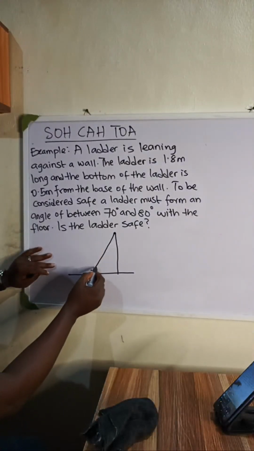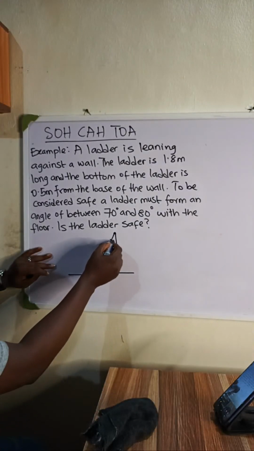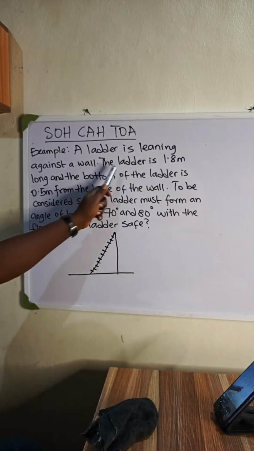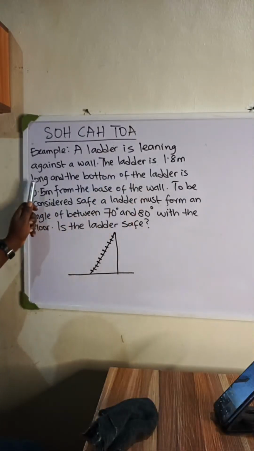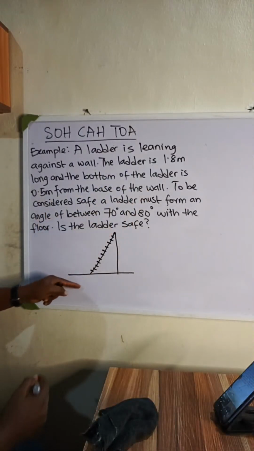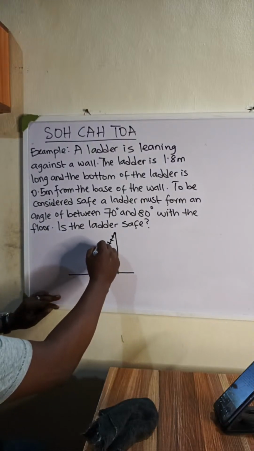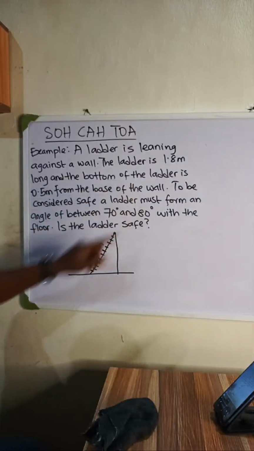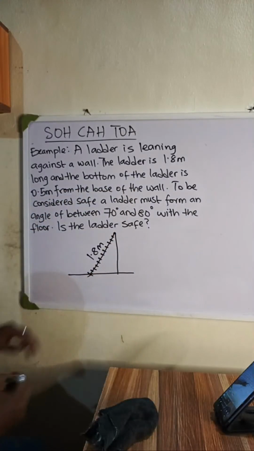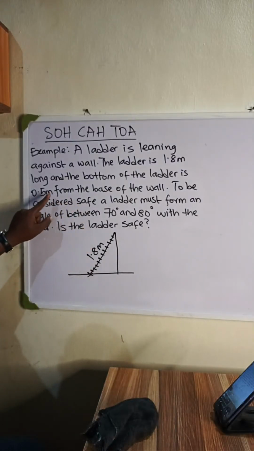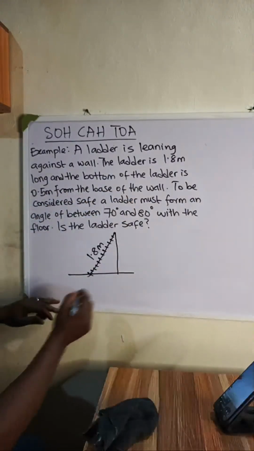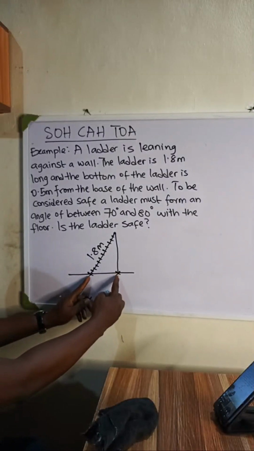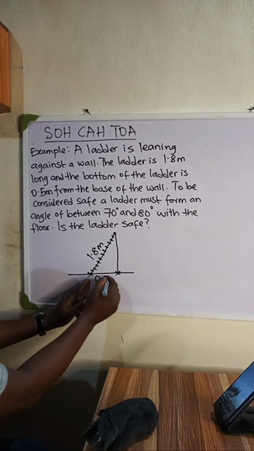Okay, and it's leaning against this wall. So the ladder is 1.8 meter long. So that means this ladder is 1.8 meter long. And the bottom of the ladder, this is the bottom of the ladder, is 0.5 meters from the base of the wall. So this is the base of the wall. And the distance between the bottom of the ladder and the base of the wall is 0.5 meters.